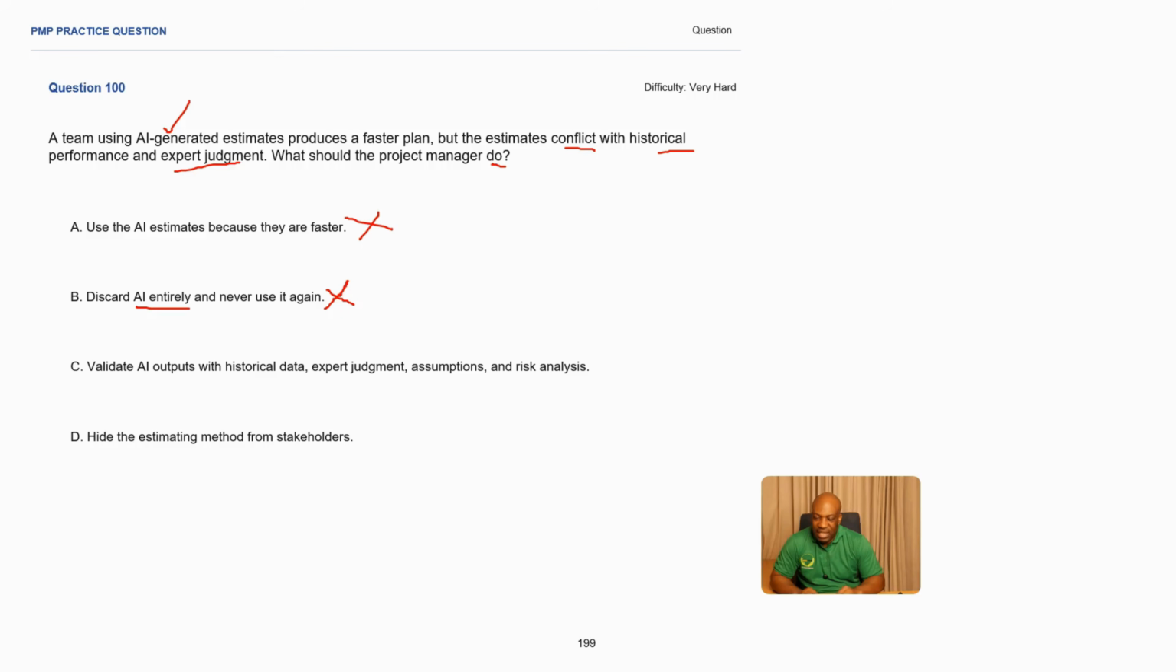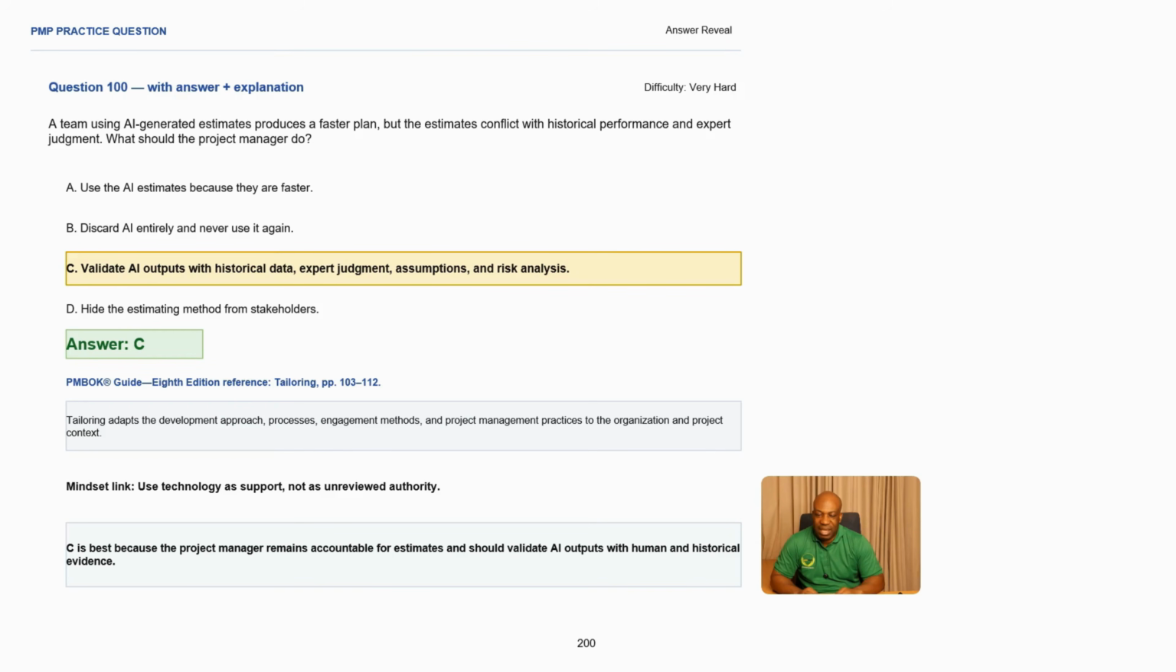Then C, validate AI outputs with historical data, expert judgment, assumptions, and risk analysis. I like this one. Once you are validating something, you want to make sure it's aligned to other areas also. Then D, hide the estimating method from stakeholders. Never hide anything in a project environment. Be transparent and honest. So the best answer here is C, okay? So even if the team is using AI, and the estimates are in conflict with historical and expert judgment, what you have to do here is evaluate the output from AI, historical data, and also expert judgment, okay? So this is very important.